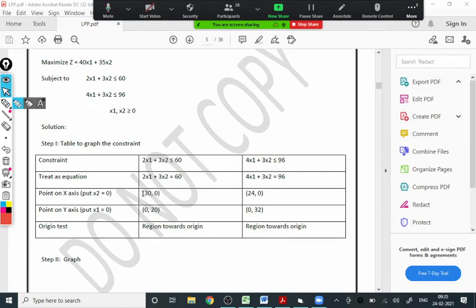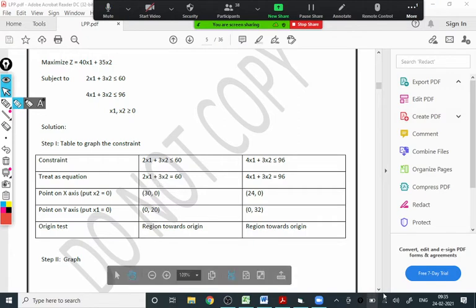So, (30, 0) and (0, 20) are the 2 points on the coordinate axes for this first constraint. The same thing applies for the second.